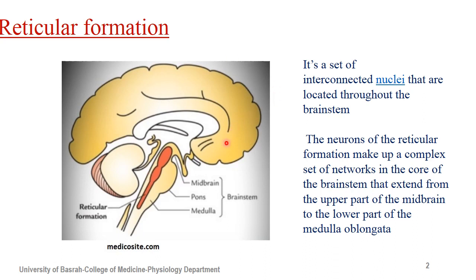Okay, first of all, let's talk about a very important structure called the reticular formation. What is the reticular formation? It is an interconnecting structure containing nuclei that extend throughout the area adjacent to most of the brainstem. As you can see, this is the reticular formation, red in color, adjacent to most of the brainstem structures from the midbrain and pons to the medulla oblongata.